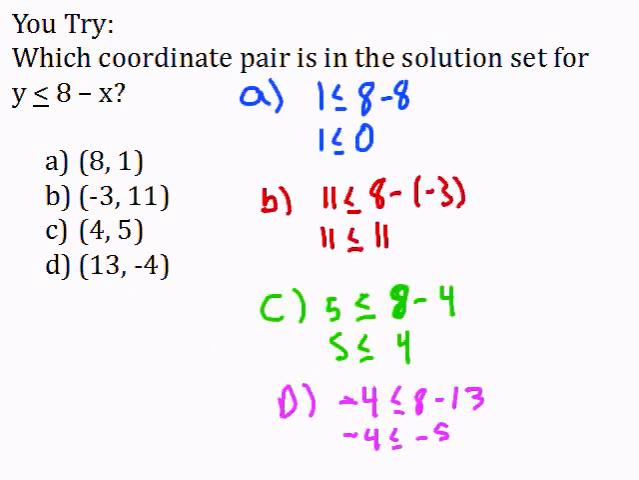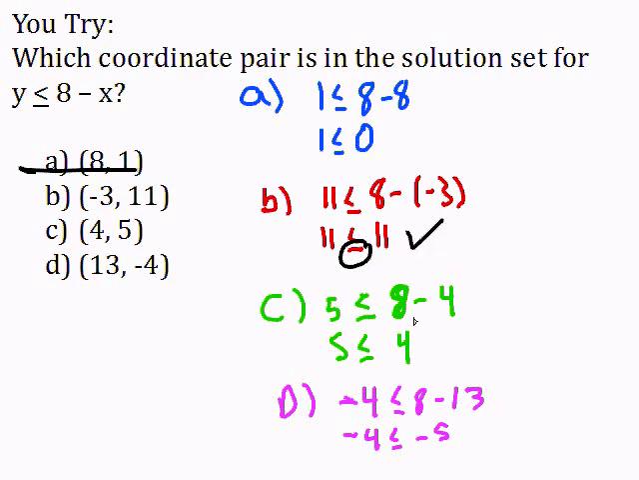So when I worked out all the answer choices, this is what I got. For A, 1 is less than or equal to 0, which is not true, so A is not it. B, 11 is less than or equal to 11. Yes, that is true because of that little line underneath the inequality symbol. The little less than sign means or equal to. So 11 is equal to 11.